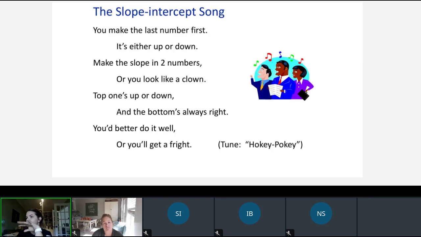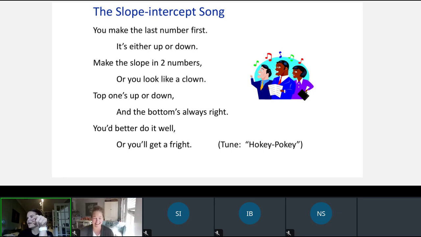This is kind of a slope-intercept song. If you know the Hokey Pokey, you would sing it like the Hokey Pokey. Do you know the Hokey Pokey? Oh, you want me to sing it? Okay. I got to think here.